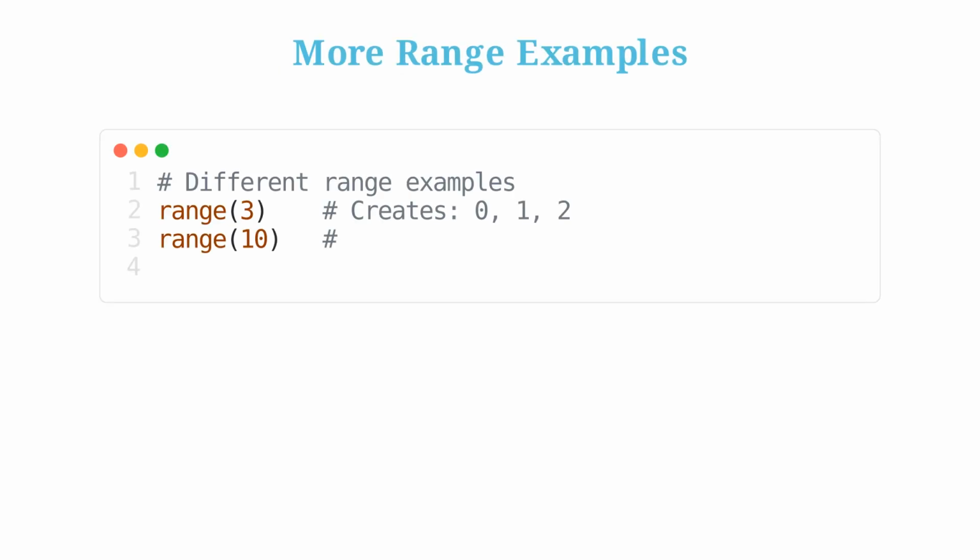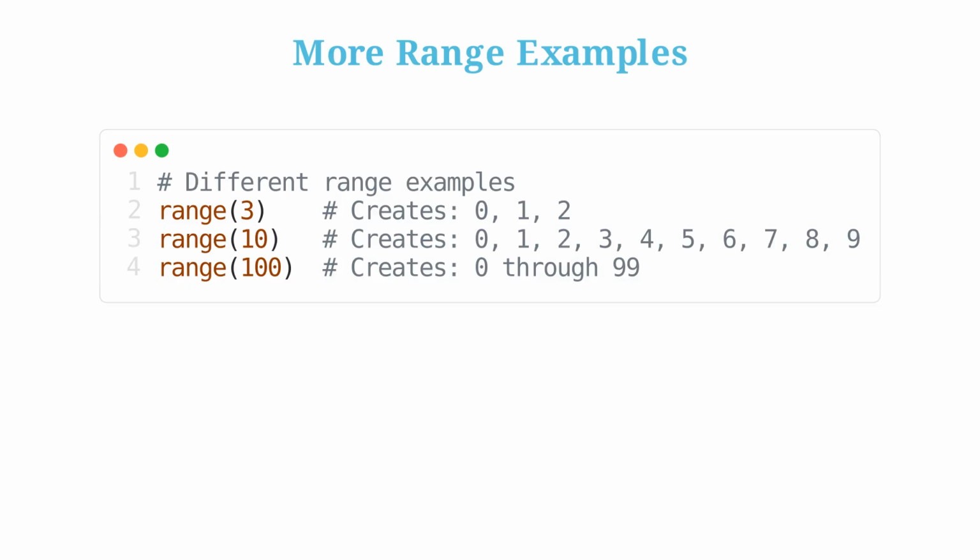Let's see more examples. Range 3 creates 0, 1, and 2. Range 10 creates 0 through 9. Range 100 creates 0 through 99. See the pattern?